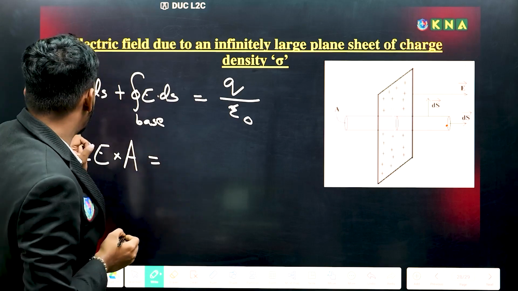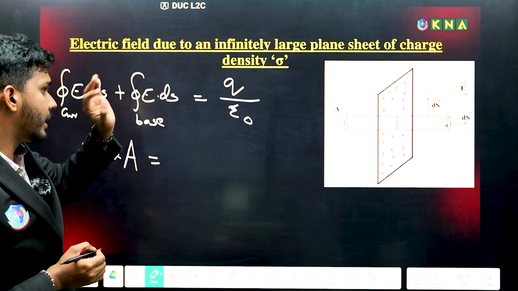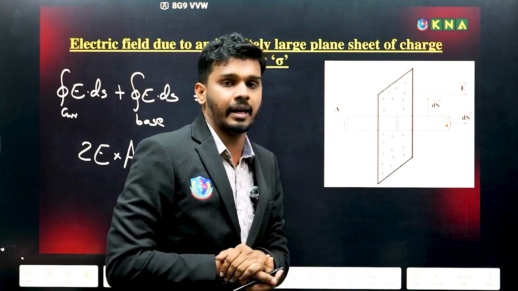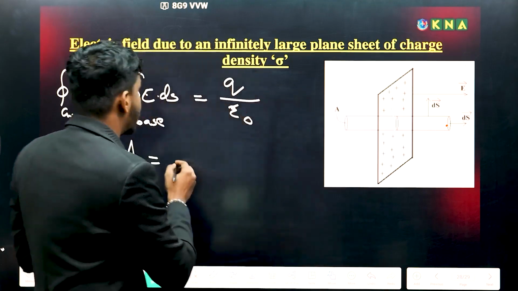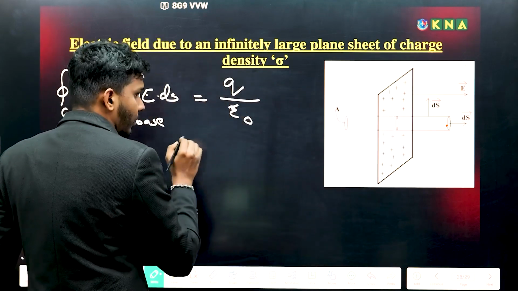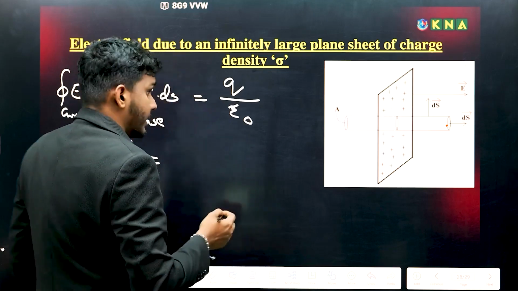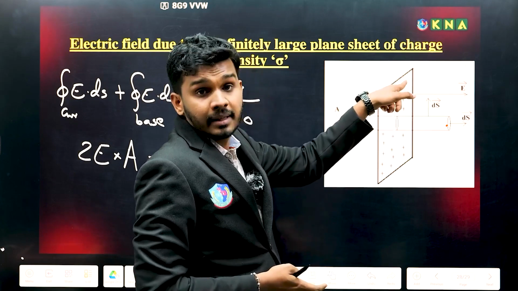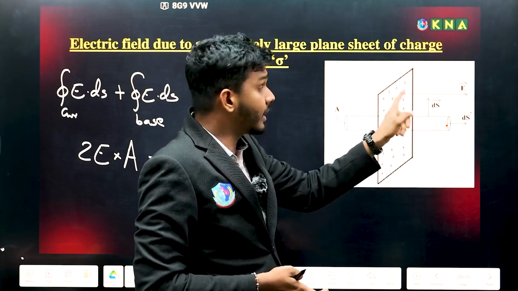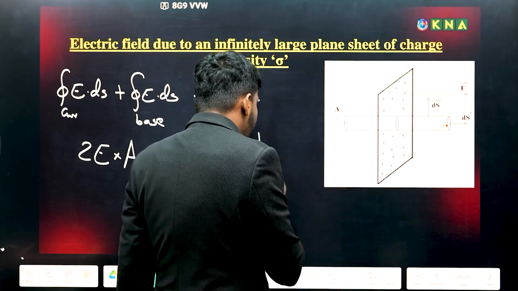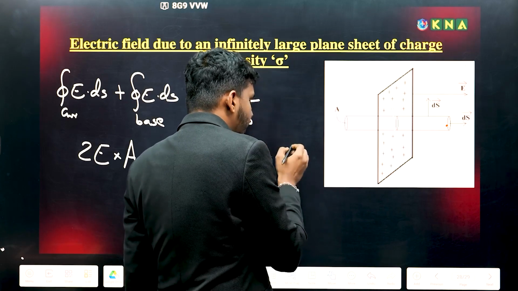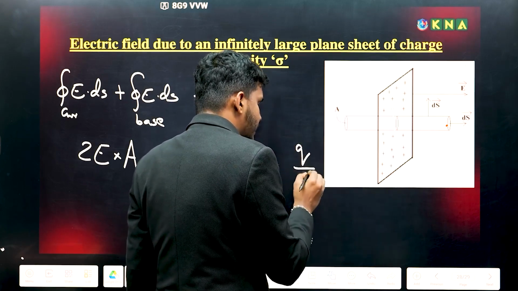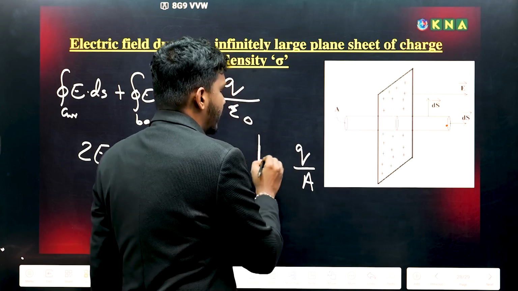Okay, but 2 into E into integral ds is the total area, so that is A. That is equal to Q by epsilon naught. What is Q? Q is charge. What is surface charge density? Surface charge density is charge per unit area, that is, surface charge density sigma.